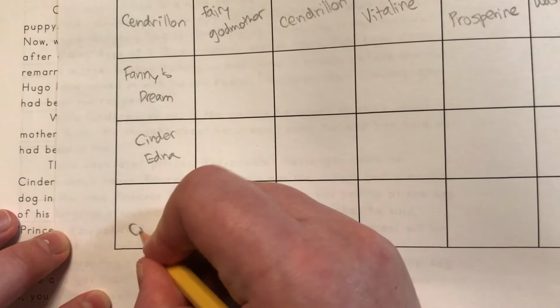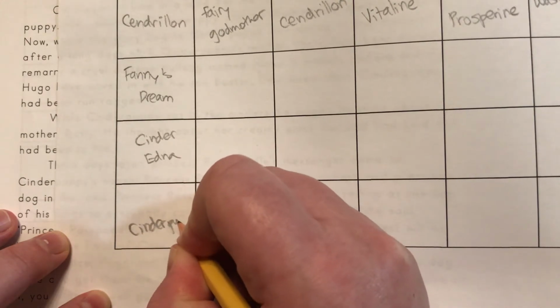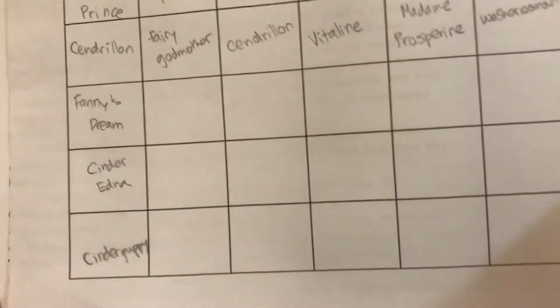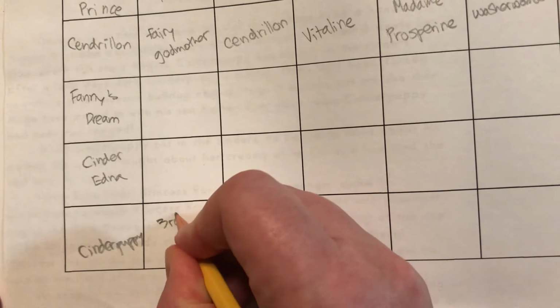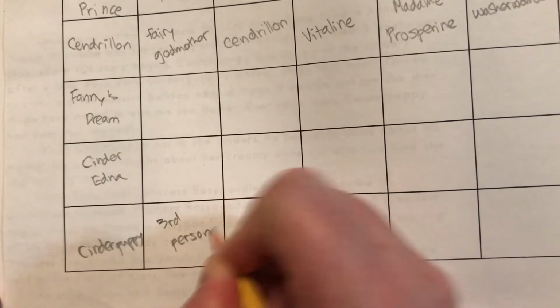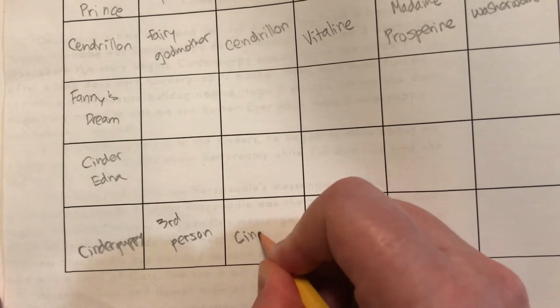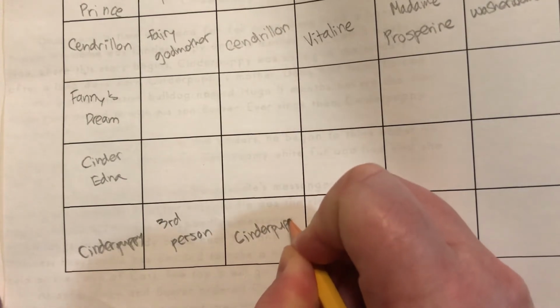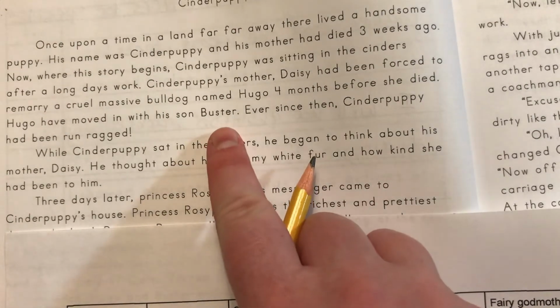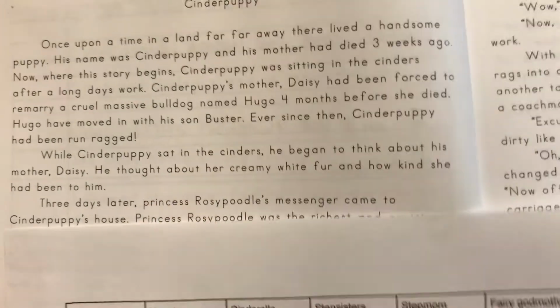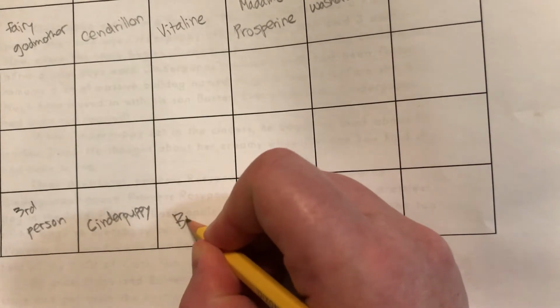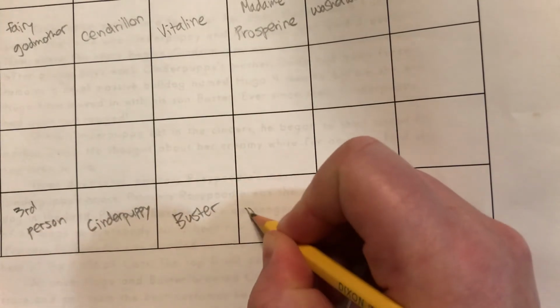So already, if I'm filling this out for Cinder Puppy, then in Cinder Puppy, the narrator is third person, I know that. Cinderella is Cinder Puppy. And there's a stepbrother named Buster, and the stepfather is Hugo. So I'm going to write down Buster for the stepbrother and Hugo.